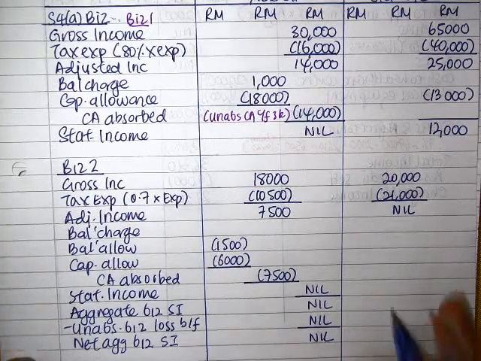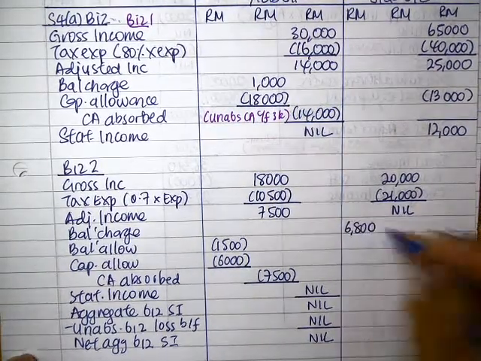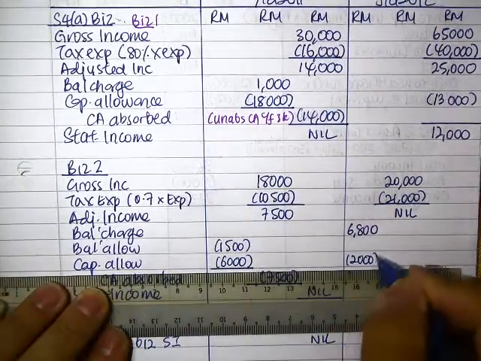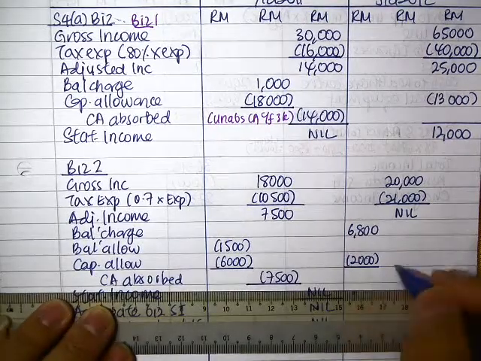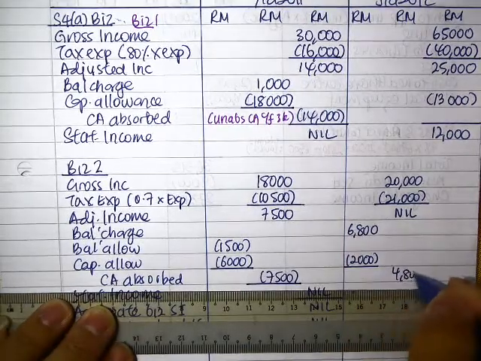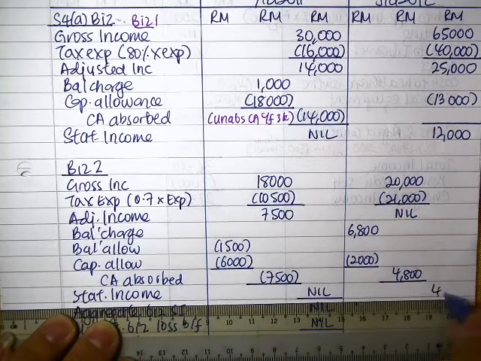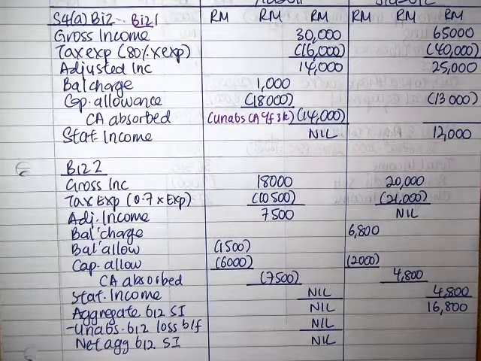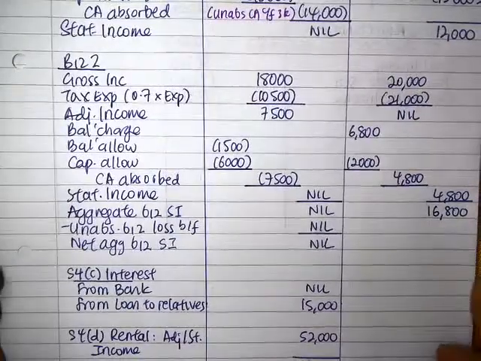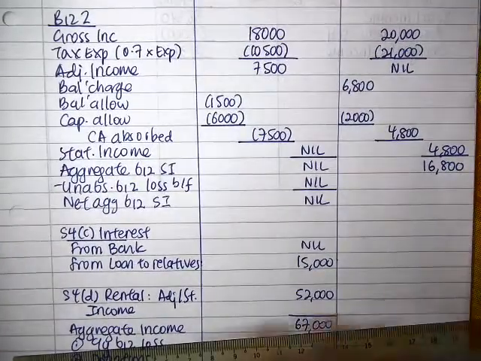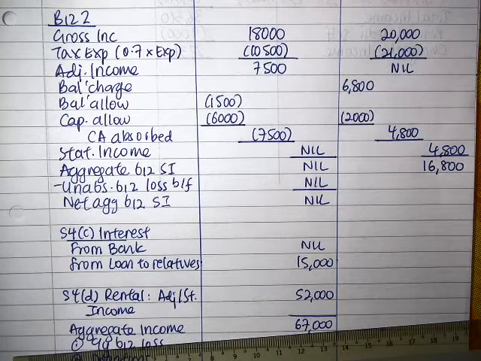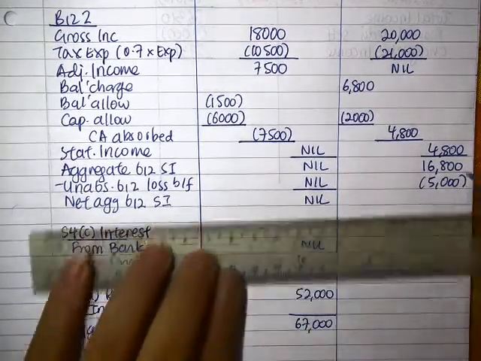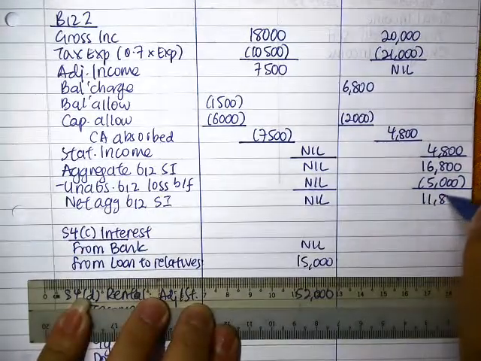Alright, we have a balancing charge in this year. The amount is 6,008, and you have the capital allowance of 2,000. So it's still a net charge of 4,008, bringing our statutory income to 4,800. So the aggregate is 16,800. Now we had an unabsorbed business loss last year, which is 5,000. If you carry it forward to this year, that's 5, so it's 11,800.